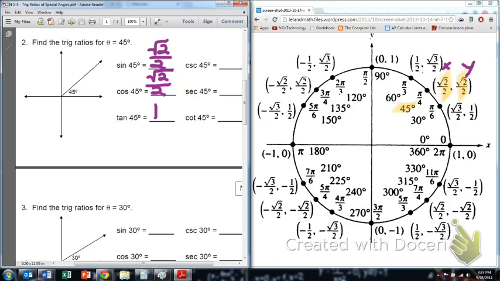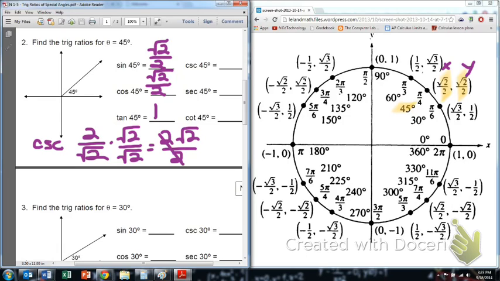All right, cosecant, we flip the sine, right? We do 1 over the sine, which means the reciprocal of the sine. So for cosecant, we're going to do 2 over the square root of 2. We're going to flip the sine. Or if you get rid of the square root on the bottom, 2 square root of 2 over 2, or just square root of 2.